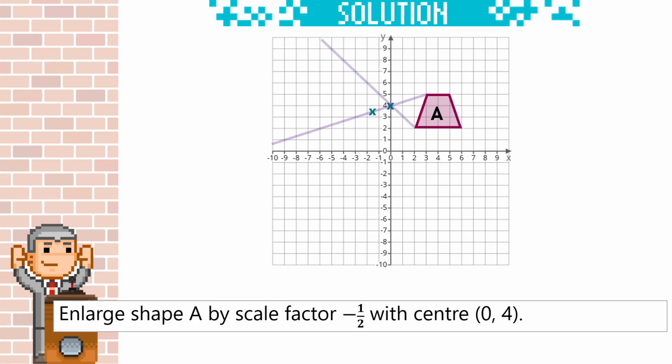For the bottom left one, it's a bit easier because we've gone left 2 and up 2. So we're going to go left 1 and up 1. For the top right vertex, we go left 5 and down 1. So we're going to go left 2.5 and down 1/2. And for our final one, we've gone left 6 and up 2. So we're going to go left 3 and up 1 and draw in our shape.